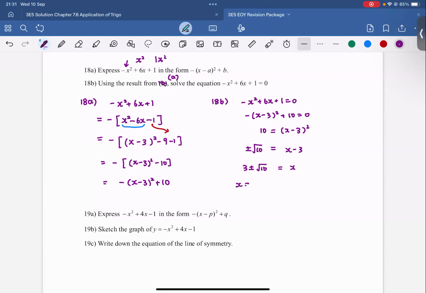Now, press your calculator and get the decimal out. 3 plus square root 10 is 6.16. Check the question. They never say 2 decimal places or 3 decimal places, so we leave it as 3 significant figures. 3 minus square root 10 is negative 0.1622. So round it off to 3 significant figures: 6.16, negative 0.162.